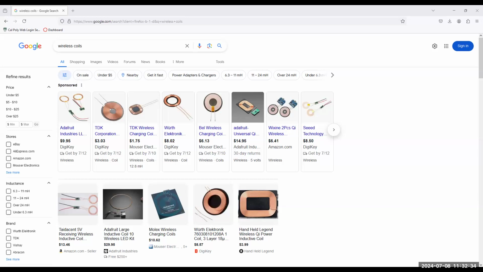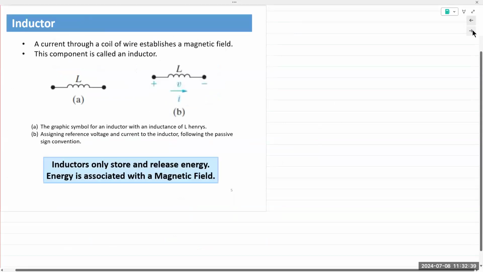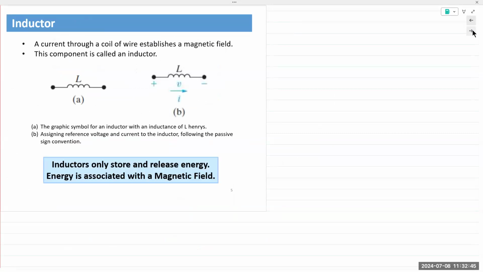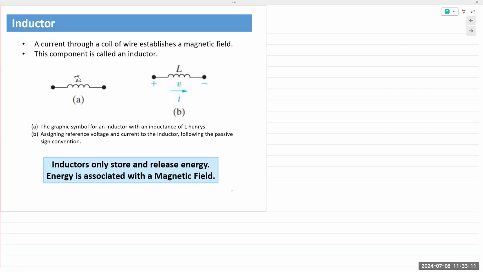All right, so that was the working principle of an electromagnet. There we just defined the inductor. An inductor is simply a coil of wire. We've established that when current flows through a coil of wire, it establishes a magnetic field. The actual component is referred to as the inductor, and the phenomenon is known as inductance. Again, they only store and release energy. They do not have any energy of their own.